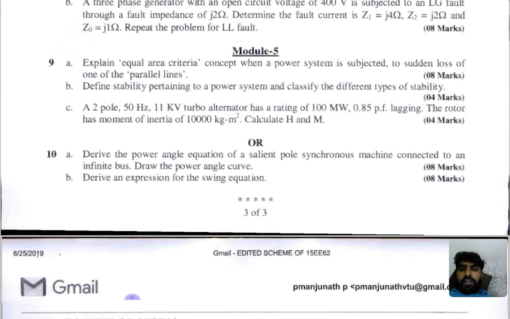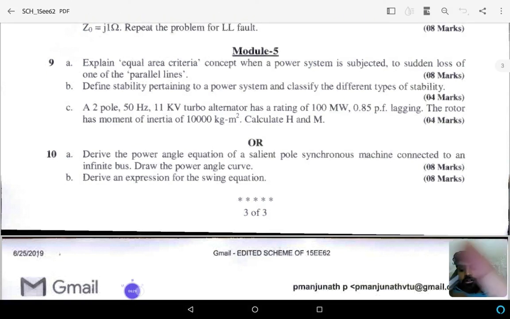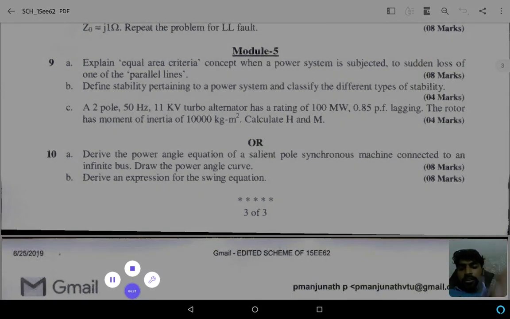Next, derive the power angle equation for a salient pole synchronous machine connected to an infinite bus bar. Draw the power angle curve. So the power angle curve will come like this, right? And derive the expression for the swing equation: 2H by ωs of d square delta by dt square is equal to Pa or whatever, right? So just concentrate on the overall solution.